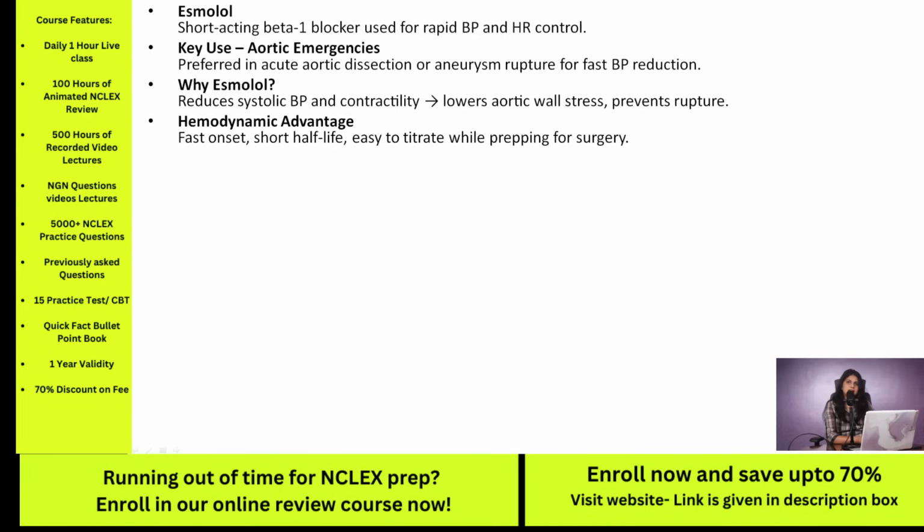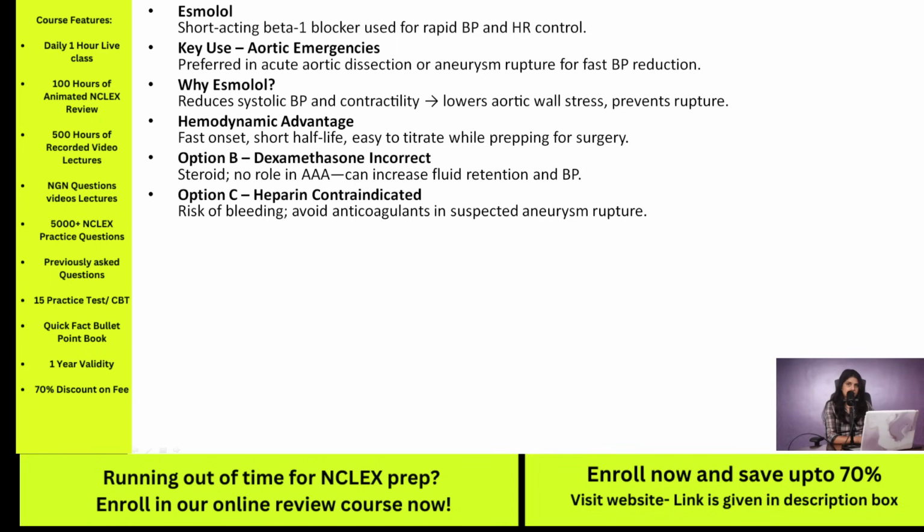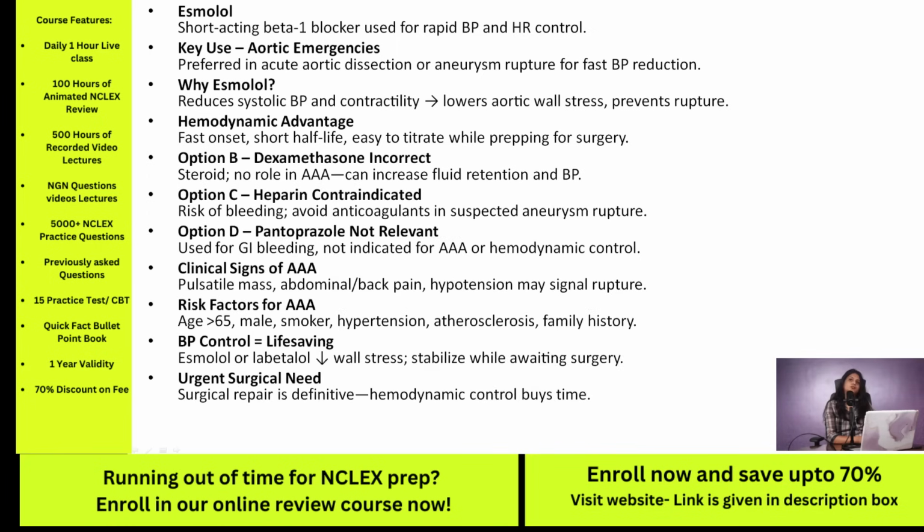It is ideal in emergent situations because of its quick onset and short half-life, allowing for precise titration. The other options are not appropriate in this scenario. Dexamethasone is used for inflammation, not vascular control. Heparin is contraindicated due to the high risk of bleeding with suspected aneurysm rupture, and pantoprazole has no effect on vascular stability and is used for gastrointestinal acid suppression.